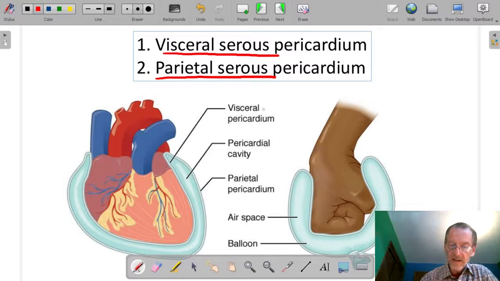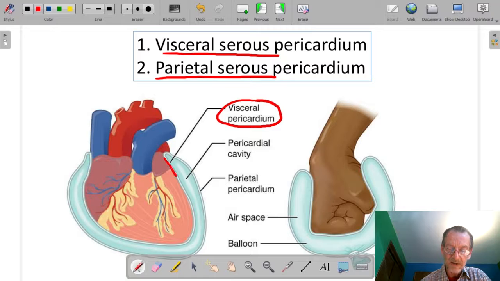So the visceral serous pericardium, it's a serous membrane, and it lines the viscera. It's lining the heart. The parietal serous pericardium is peripheral to that and is out here. So that's the order. And between the two is the pericardial cavity again. And the pericardial cavity has fluid.